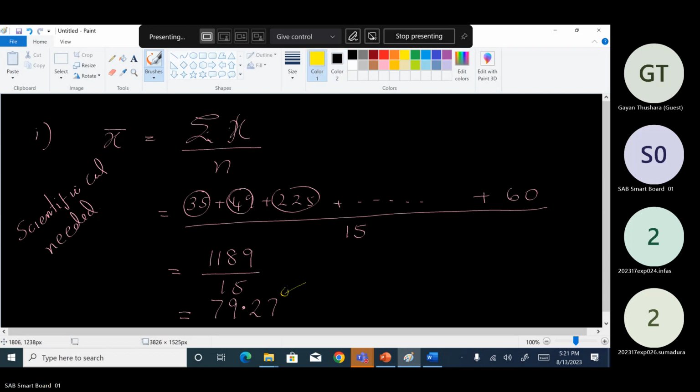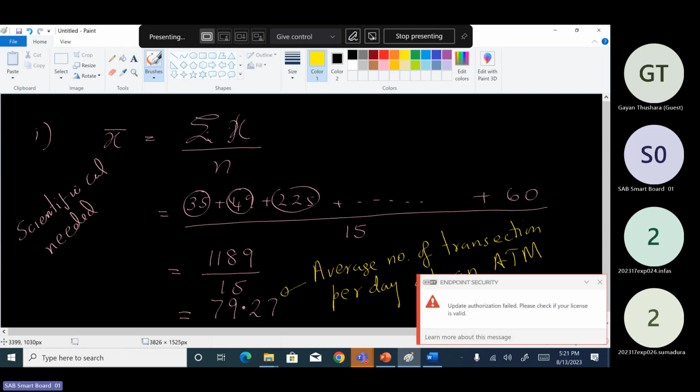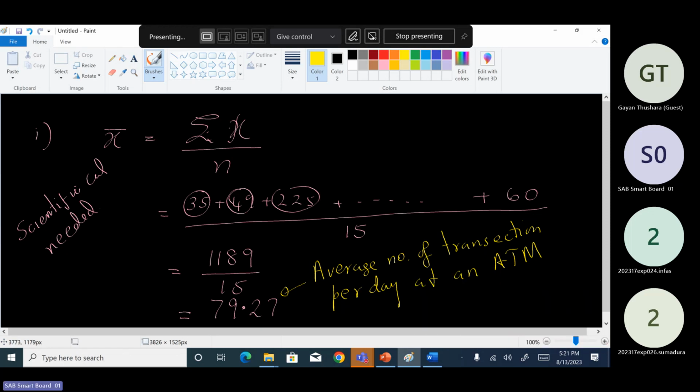so this is the average number of transactions per day at an ATM. That is what we have calculated. Average number of transactions per day at an ATM. So we should be able to calculate. After calculating, we should be able to interpret the value or say what does it mean.